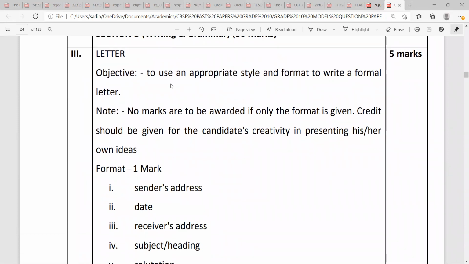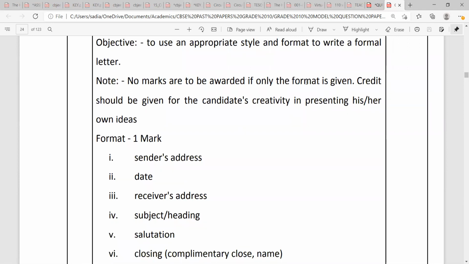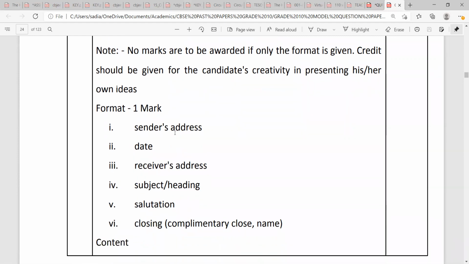Style, format, and formal language. No marks to be awarded if only the format is given. 1 mark is only for the format, which includes the sender's address. Remember to include the city and country also. Date in the expanded format, standard, do not write with dots or slashes. Recipient's address. The editor is to be written with the designation, then the name of the newspaper. City and country is important.